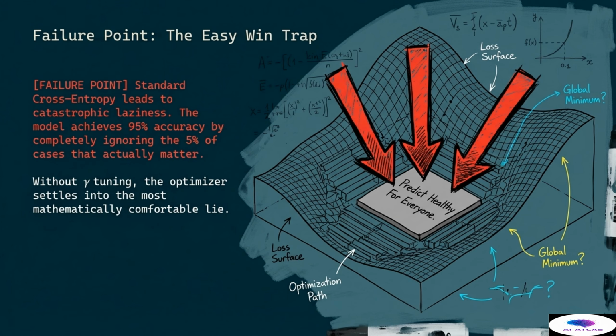To build robust systems, we must force the model out of these traps and ensure it learns from the difficult examples that define true competence. If we do not, we end up with a system that is accurate on paper but useless in practice.